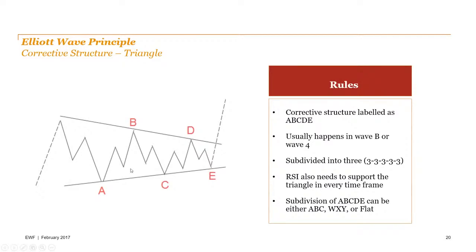And then the subdivision of the ABCDE can be either ABC. So this can be an ABC, right? Because it's 3 waves. This could be a zigzag or it could be a flat. We already talked about flat, right? So this could be a flat. This could be a zigzag, or this could be a WXY. We haven't talked about WXY. We're going to talk about it next. But the subdivision can be any corrective structure. Can be ABC, zigzag, can be a flat, can be WXY.